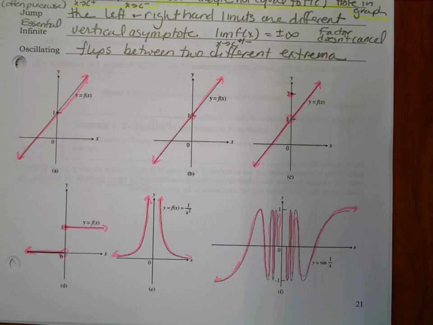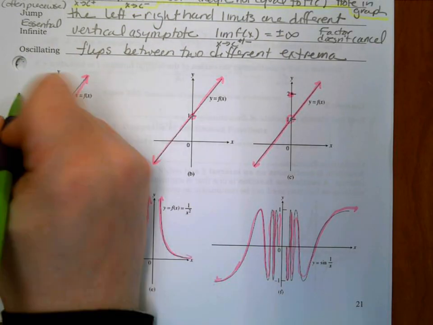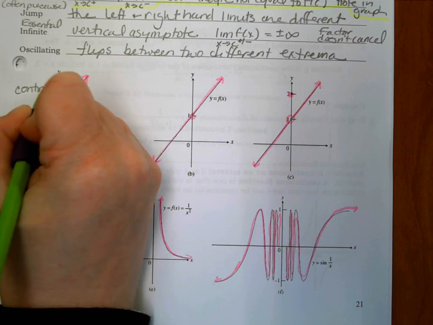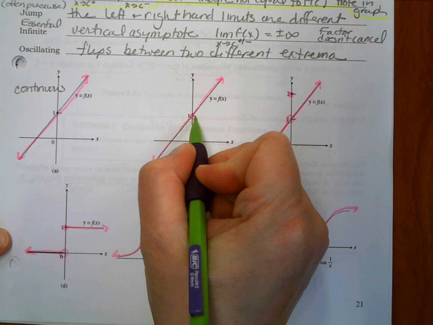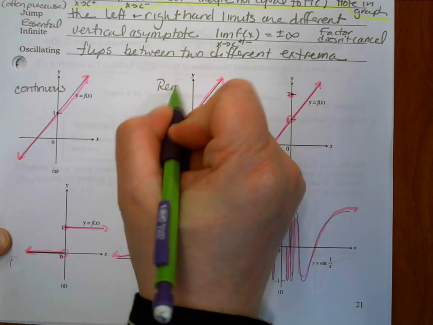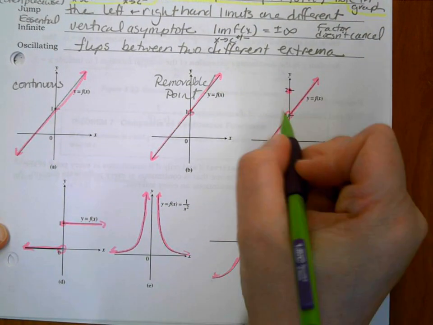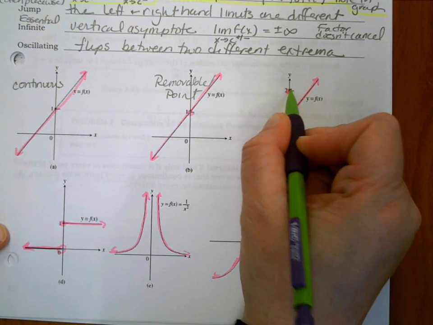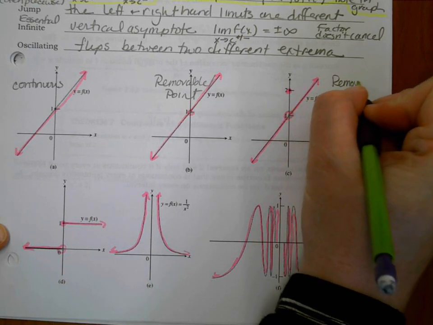Okay. So this one, this is continuous, right? There are no holes, there are no breaks, there are no asymptotes. This one's continuous. Here we have a hole in the graph. Okay, so that's a removable or a point discontinuity. This one I have a hole in the graph and I have a value here at 2. It's still a removable or a point discontinuity.